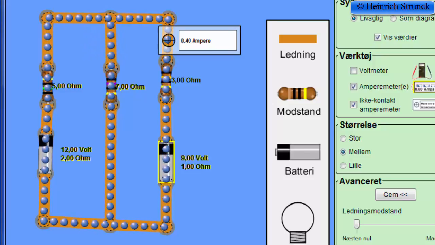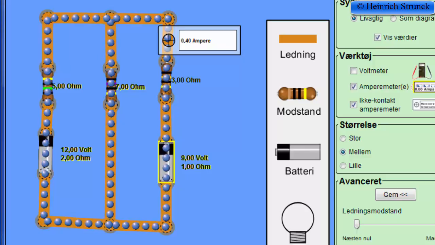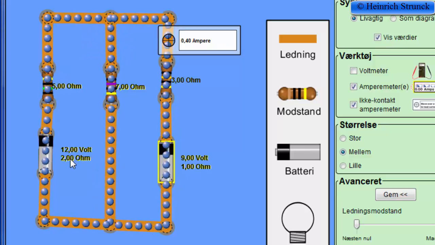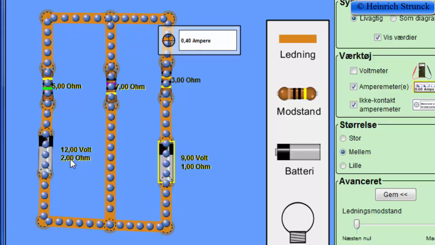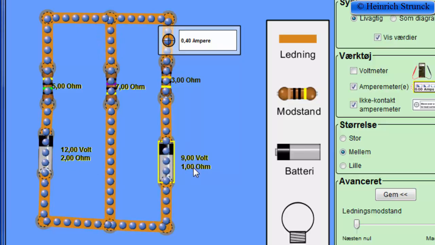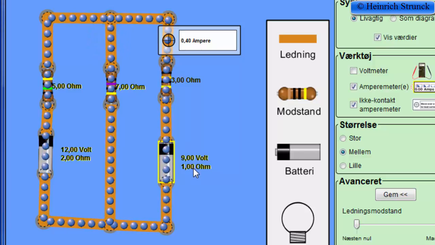Here we got a circuit with two supply voltages. We have a left supply voltage of 12 volts and an internal resistance of 2 ohm. The right supply voltage is 9 volts and an internal resistance of 1 ohm.